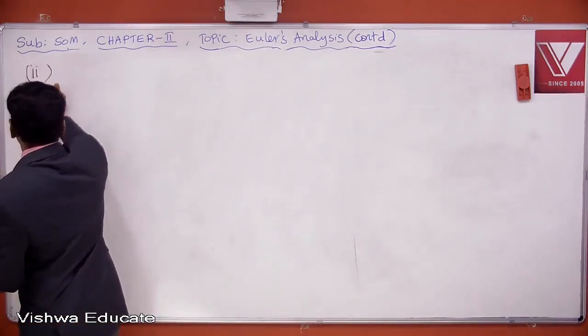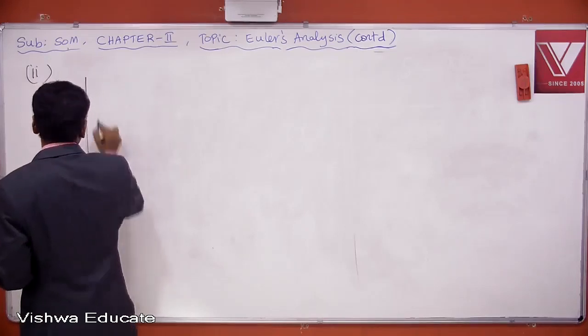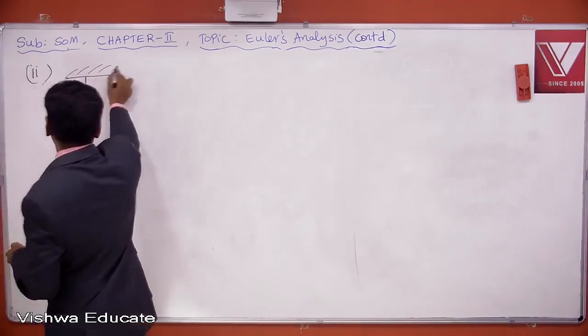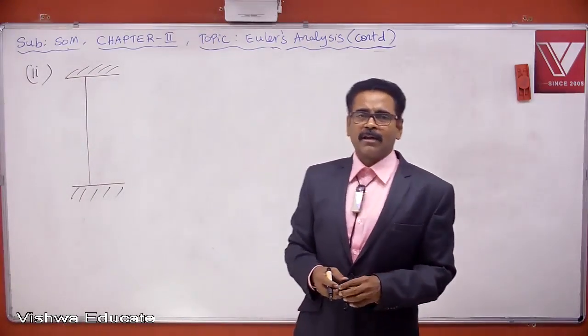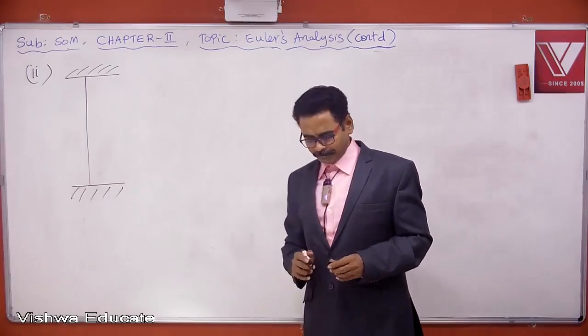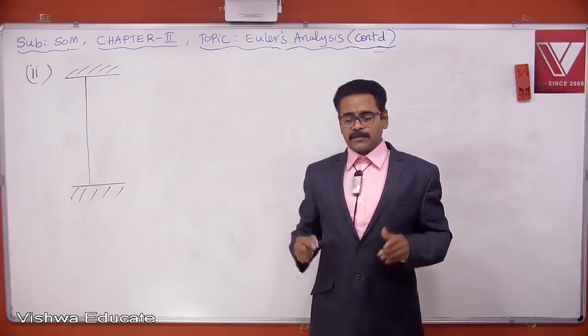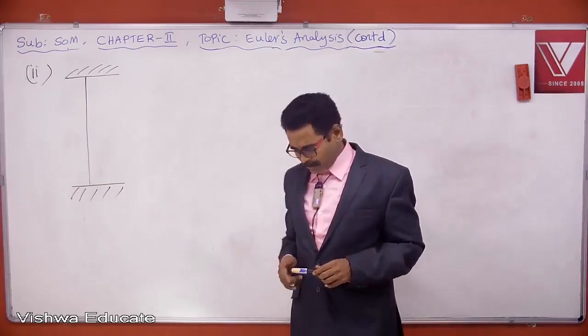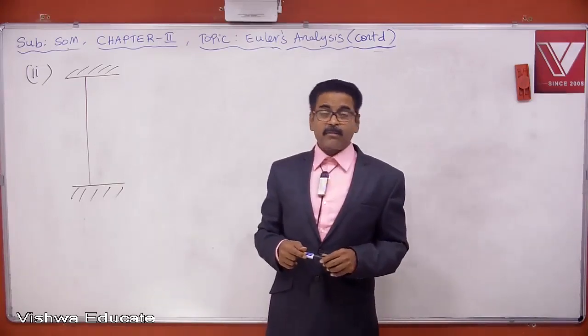in the second case, a column is fixed on both ends. Write like this: column with both ends fixed.